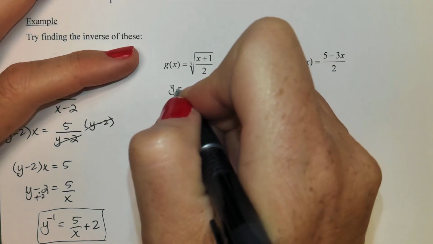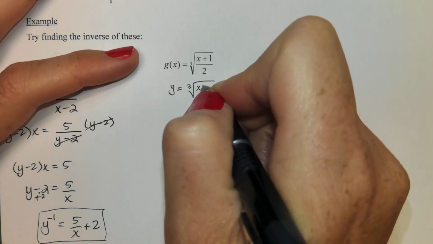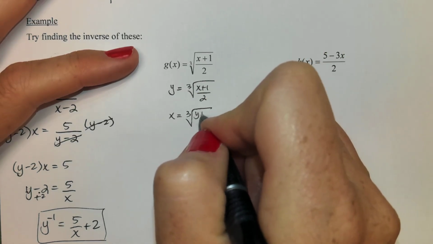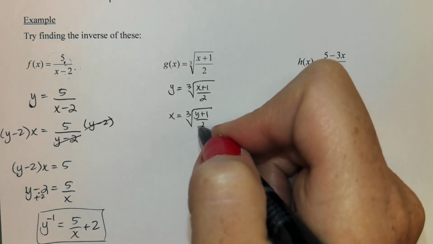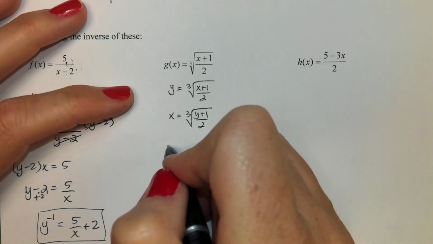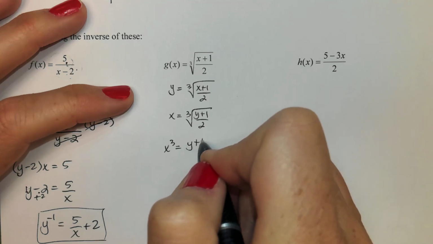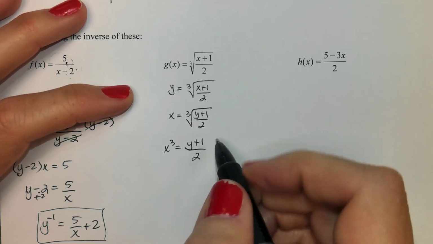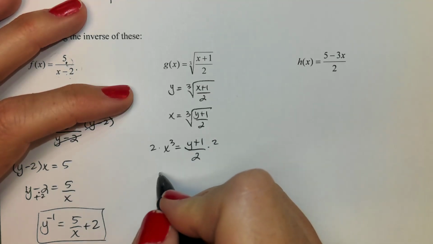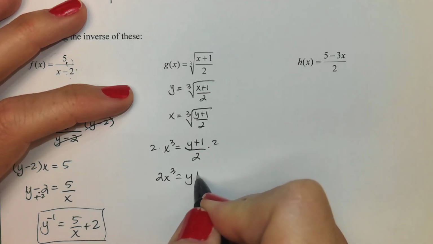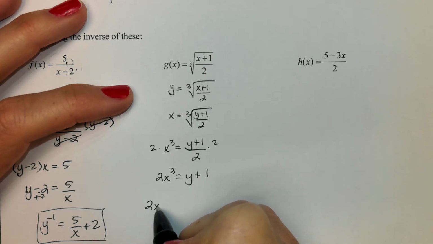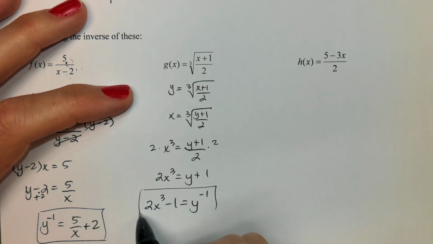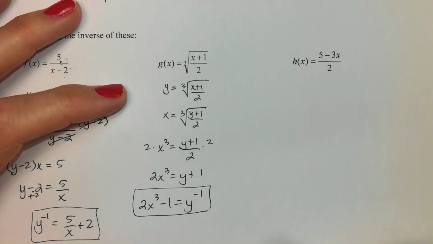So next one's going to be y, and then cubed root of. We'll switch the x and y. And now to get rid of a cubed root, we're going to cube both sides. If this 2 is in the bottom, so in order to solve for y, we're going to multiply by 2. And then just to slide that 1 over. Don't forget the -1 on your y so that everybody knows that this is now the inverse that you found.